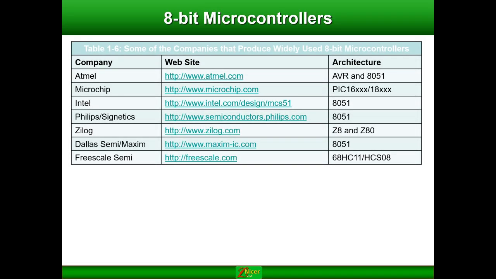So these are the links you can visit to check out these microcontrollers here, and these are the architectures that they are designed on. The Atmel one uses AVR and 8051. Microchip uses PIC 16 and 18. Intel uses 8051. Philips uses 8051. Zilog uses Z8 and Z80. Dallas Semi uses 8051. Freescale Semi uses 68HC11 and HCS08.